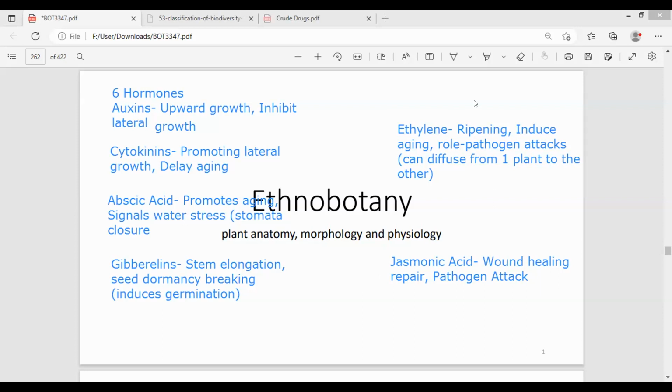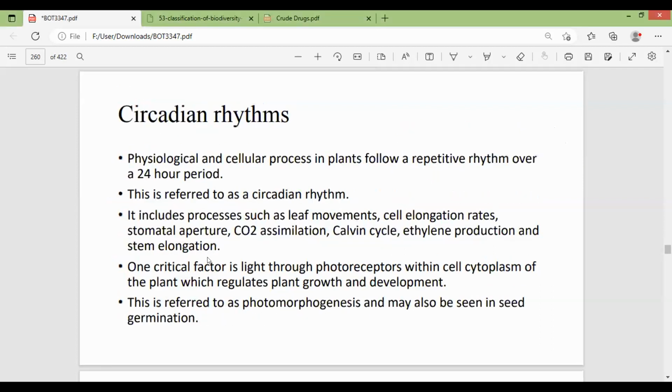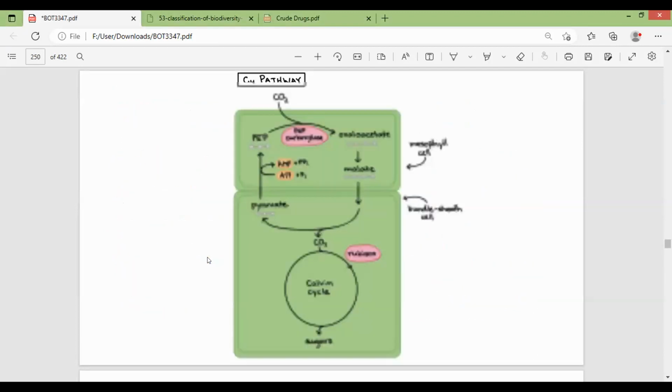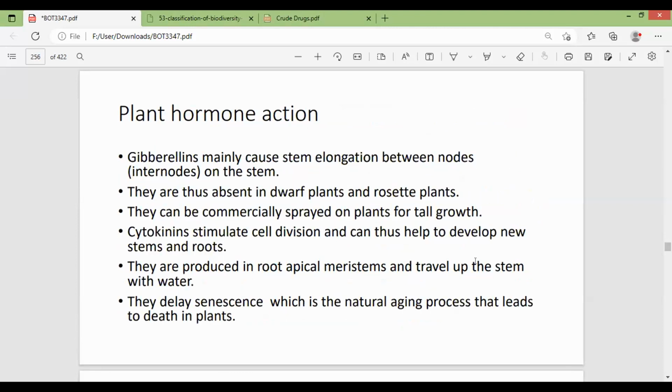So, just to reply to a message, what's the difference between stem elongation and upward growth? Allow me to share just something on the anatomy of a plant, and also highlight here something. Stem elongation was just a simple term to say that what it actually does is cause stem elongation between nodes on the stem, or it promotes internodal growth. So the next question is, what are the nodes?